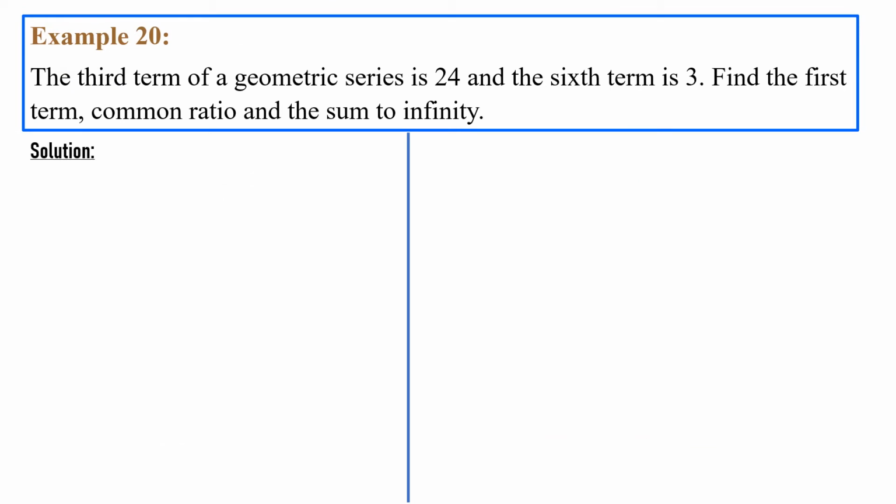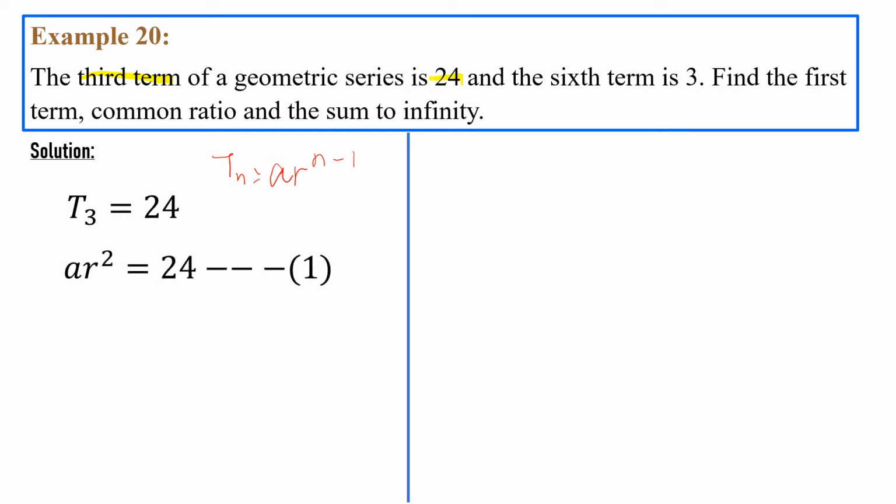Example 20. The third term of a geometric series is 24 and the sixth term is 3. Find the first term, common ratio and the sum to infinity. In the question, we are already given this information. The third term is 24. Therefore, T3 equals 24. Take out the formula for Tn for geometric series. Tn is equal to ar to the power of n minus 1 and we get ar squared equal to 24. Let this one become your first equation.